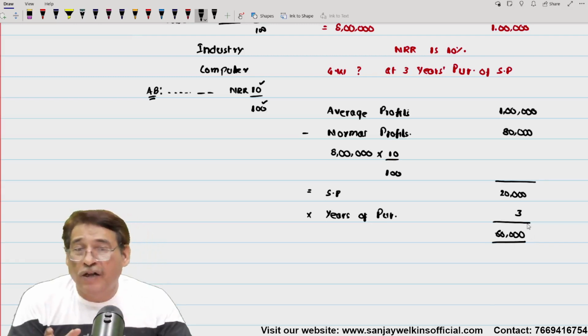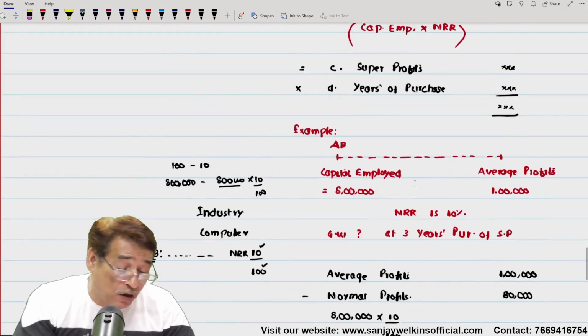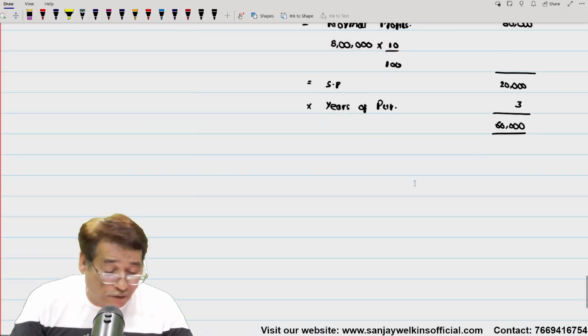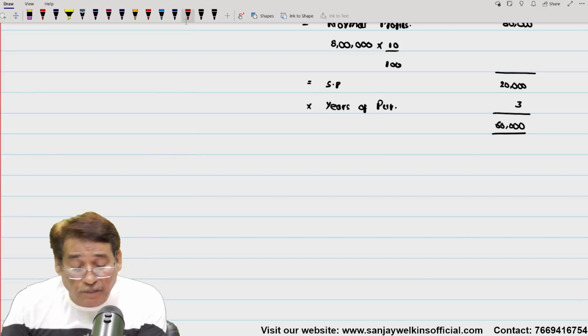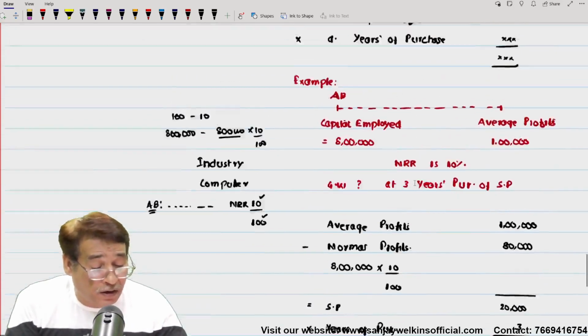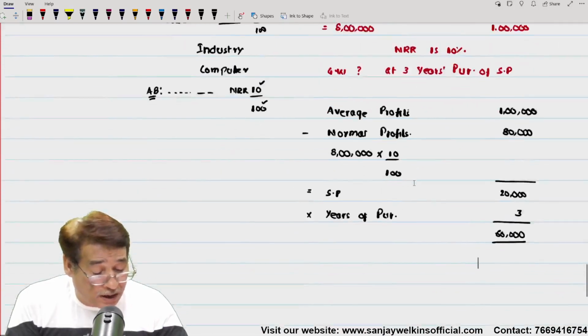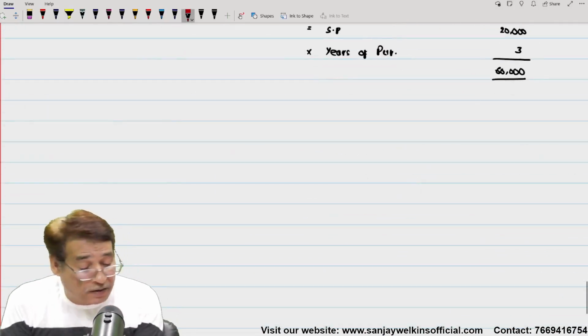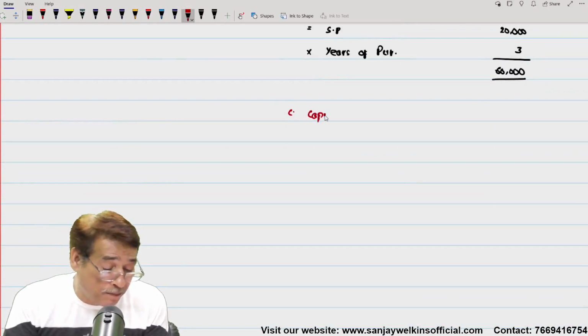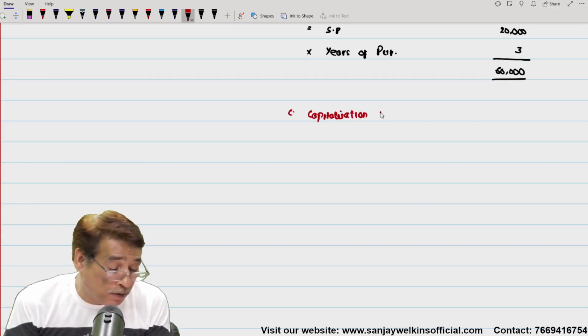You have done it so many times, but I'm trying to make you understand the logic also. So under the super profits method, this is how you compute the amount of goodwill. Now, besides that, there is a third method also, correct? The third method is known as the capitalization method, as I told you.